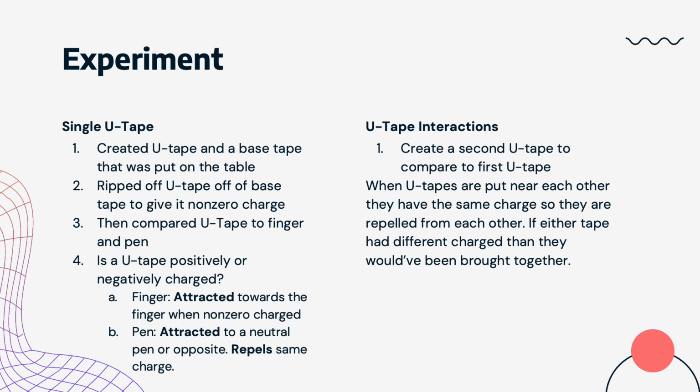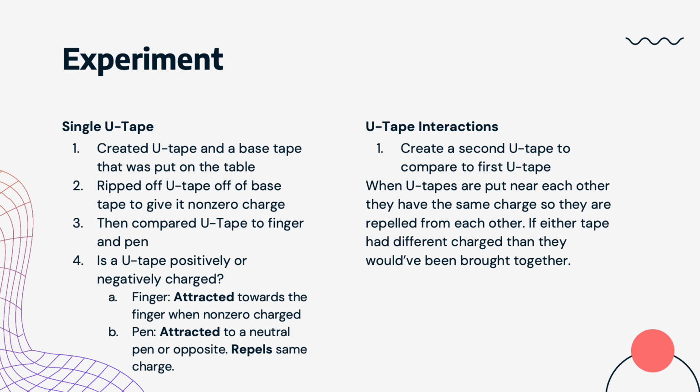So when we were looking at whether the U-tape is positively or negatively charged and how it was attracted, first, when we compared it to the finger, we realized it was attracted towards the finger when it was non-zero charged. However, when we put it near a pen, it was attracted to a neutral pen or an oppositely charged pen. However, when the pen was the same charge, it was repelled.